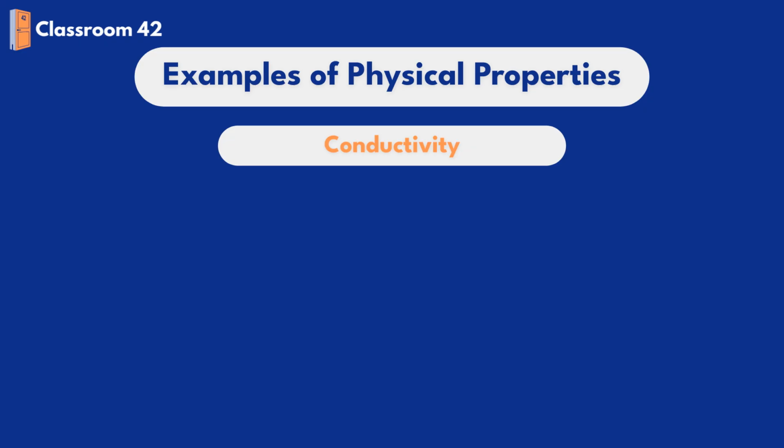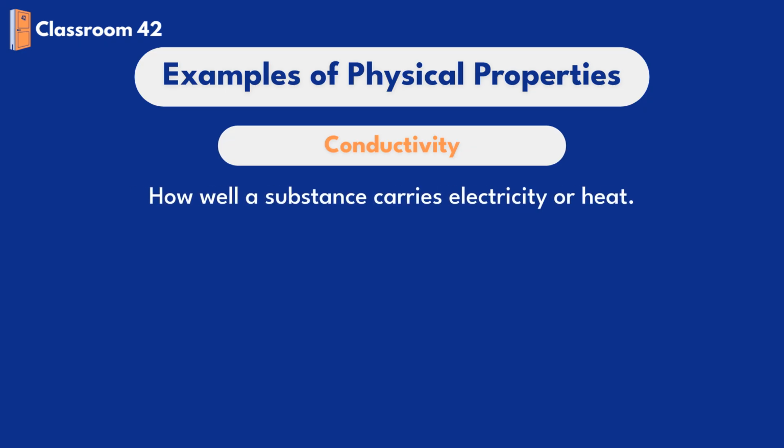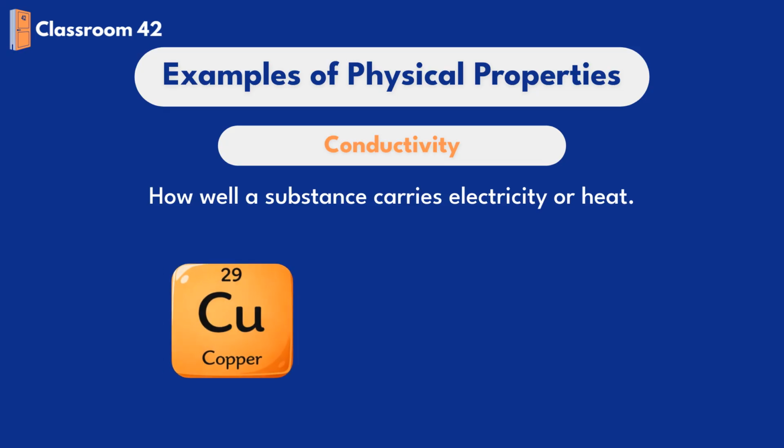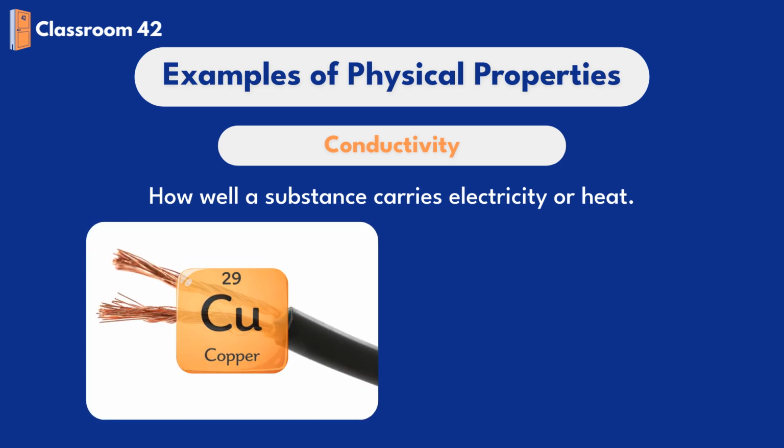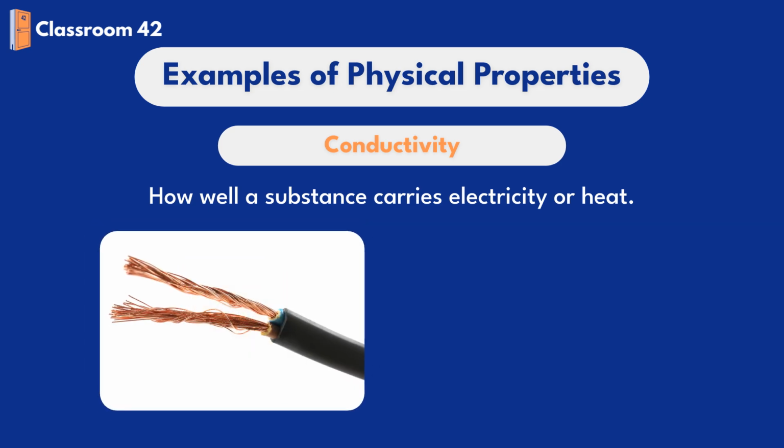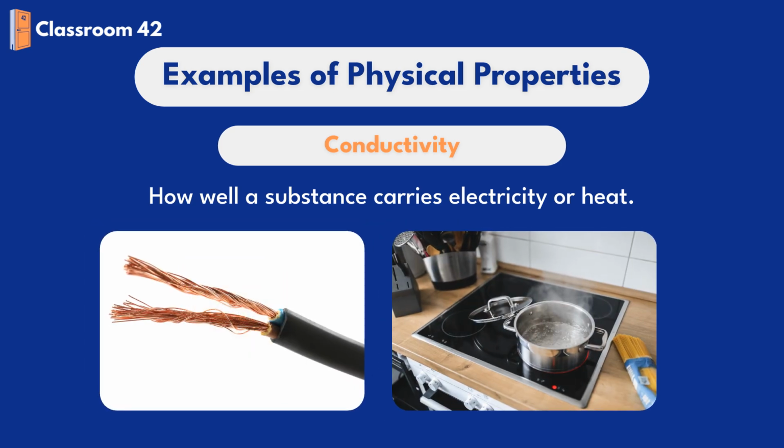Another physical property is conductivity, which is how well a substance carries electricity or heat. Metals like copper are good conductors, which is why they are used in electrical wires. Metals are also used to make cooking pans. As they are good conductors of heat, they can transfer thermal energy quickly and evenly from the heat source to the food, allowing it to cook efficiently.